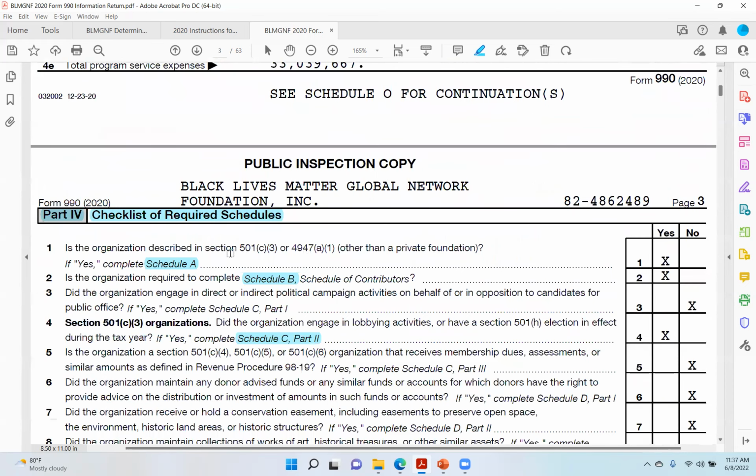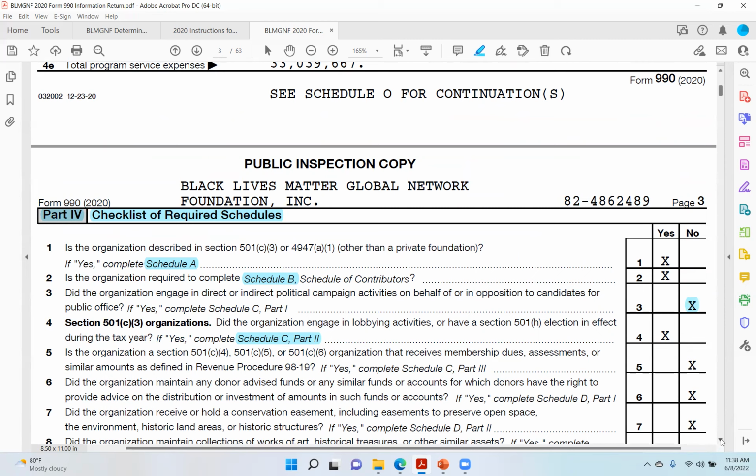The first red flag was number 3. Did the organization engage in direct or indirect political campaign activities on behalf of or in opposition to candidates for public office? The answer should be yes there. So that's a red flag. I'm wondering why they indicated no there, because it should be yes. So to me, that's a red flag. So I have to put a little red flag donation note there.